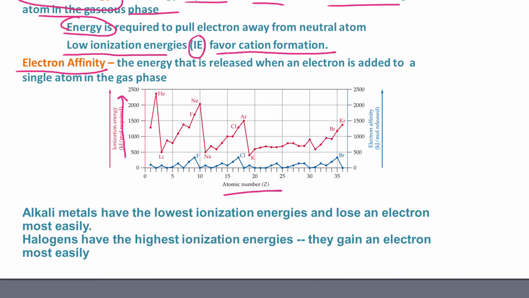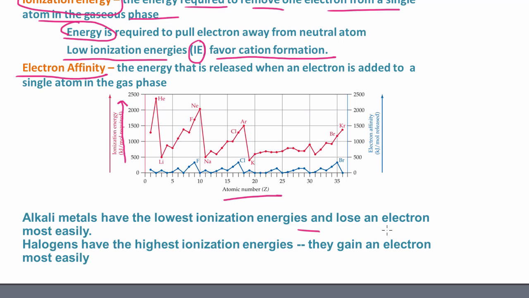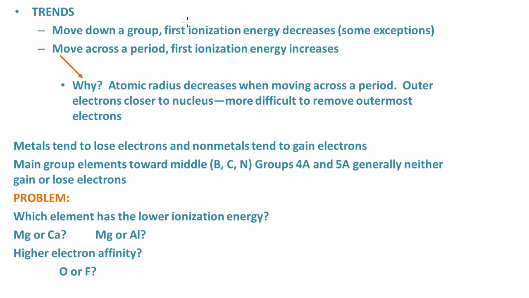Alkali metals have the lowest ionization energies and lose an electron most easily. Halogens, way over on the other side of the periodic table, have the highest ionization energies. That means they gain an electron most easily. So let's take a look at the periodic trends. As I said, as you move down a group, ionization energy decreases. There are always going to be some exceptions, but all we need to know for now is that in general, as we go down a group on the periodic table, the ionization energy decreases. When we move across a period, the ionization energy increases.